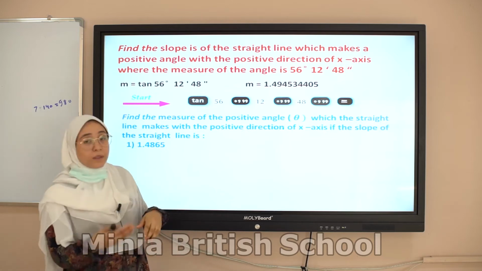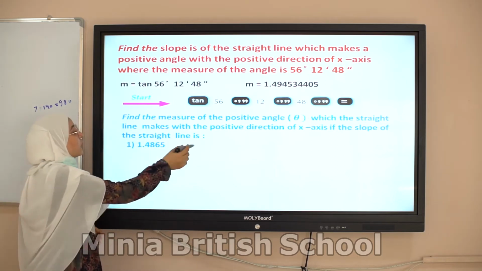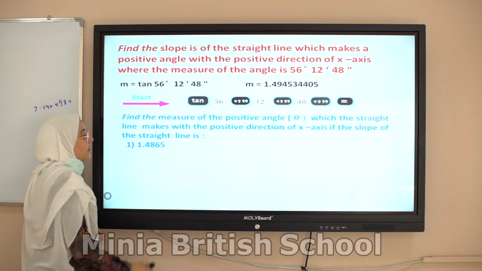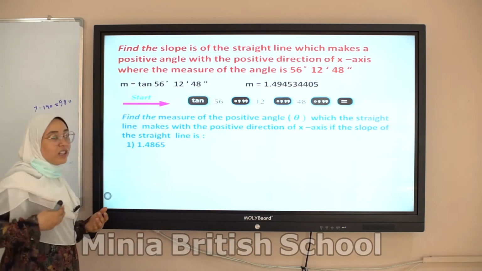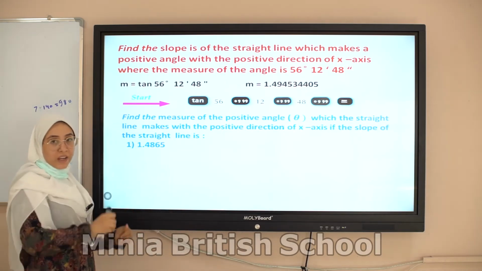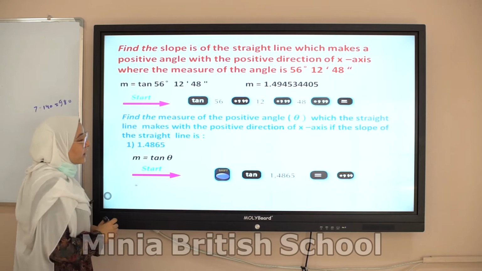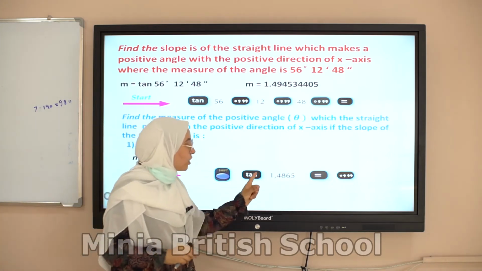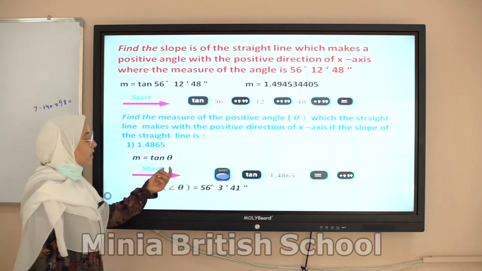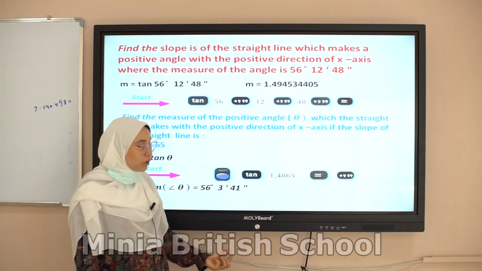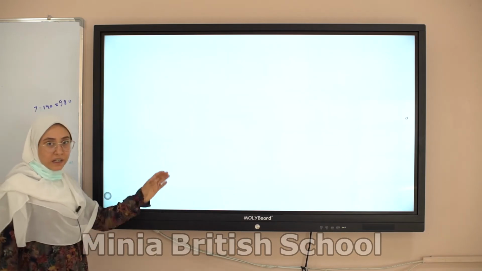Another idea: find the measure of the positive angle theta which the straight line makes with the positive direction of the x-axis, if the slope of the straight line is, first, 1.4865. We know the slope equals tan theta. Here I need to find the measure of angle theta. So I will press shift tan and write the value of the slope, 1.4865. So the measure of angle theta equals 56 degrees 3 minutes 41 seconds. You can use a calculator to find the measure of angle theta.